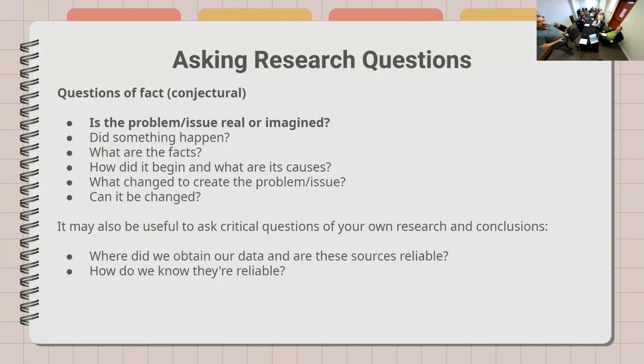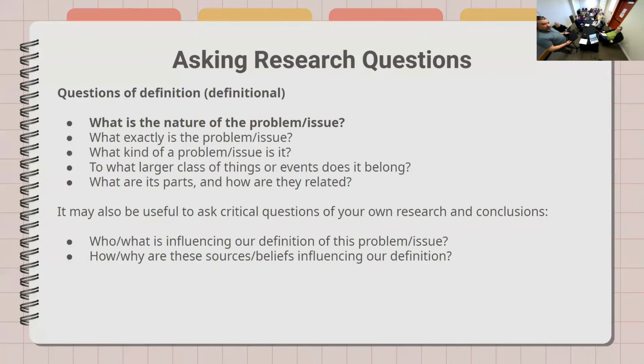Maybe I'll ask this way: where did we observe our data, and are these sources reliable? How do we know that these sources are reliable? Is there an actual problem? Questions of definition. What is the nature of the problem? What exactly is the problem? What kind of problem is it? To what larger class of things or events does this problem belong? Is this a smaller issue of a bigger problem that's in the church?